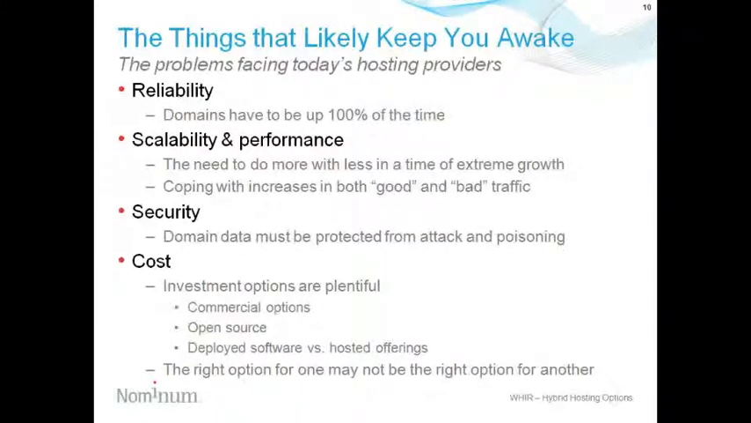There's a variety of investment options out there. There's commercial options like what Nominum provides. There's open source options. You can deploy the software directly into your network. You can do it in a hosted type of manner. There's a variety of ways you can address the cost, but the one right solution for your partners or the people that you work with or your competitors may not be the same one that's right for you. And that's what the purpose of this webinar is all about, is to try and find the things that are the most interesting for you and the most relevant for you.